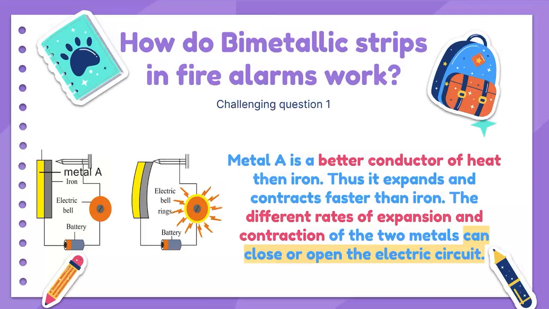Metal A is a better conductor of heat than iron, thus it expands and contracts faster than iron. The different rates of expansion and contraction of the two metals can close or open the circuit. So metal A is the yellow part and iron is the gray part, and iron expands more slowly while metal A expands more quickly than iron, so it causes the bimetallic strip to bend and touch the nail, causing the fire alarm to work.